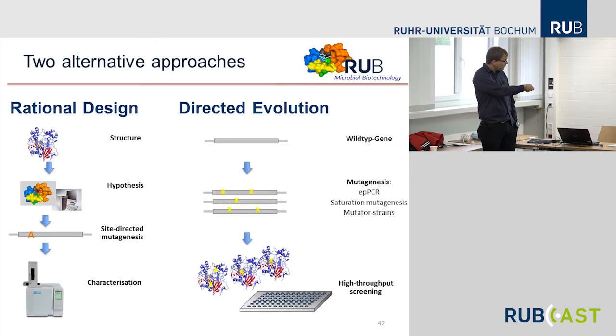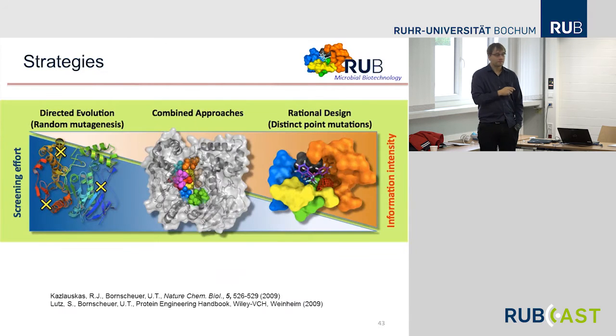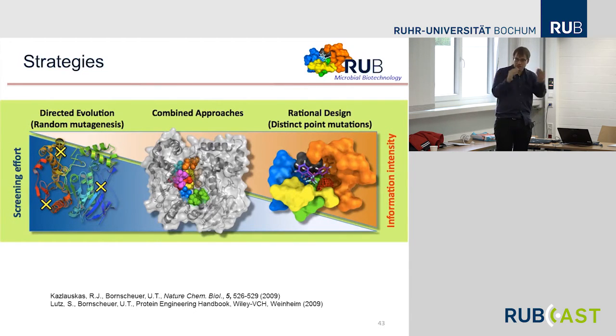So usually, we have not-so-good high-throughput screenings, and we have a not-so-good understanding. So we have to work somehow in the middle of both. Conceptually, if we have no understanding, we use random mutagenesis, and we have a huge screening effort. If we have a very good information intensity, we have good knowledge, we just put the cysteine on the other side, we make one mutant, and we get it. So we have a screening effort of 1.